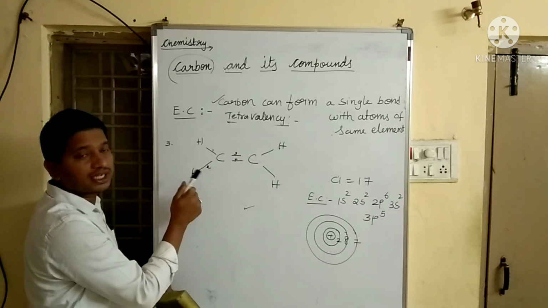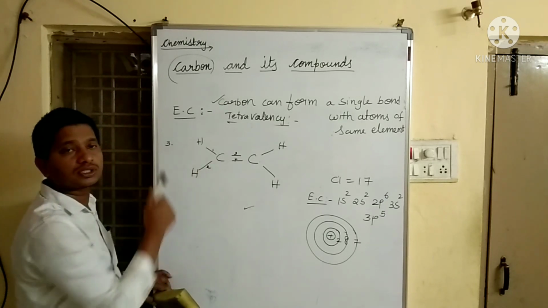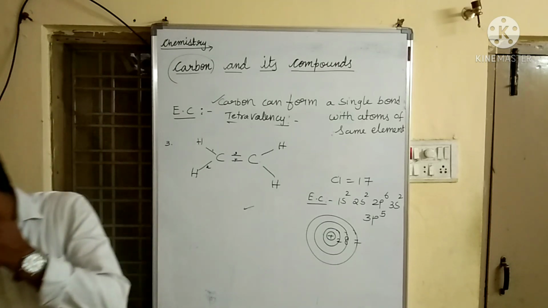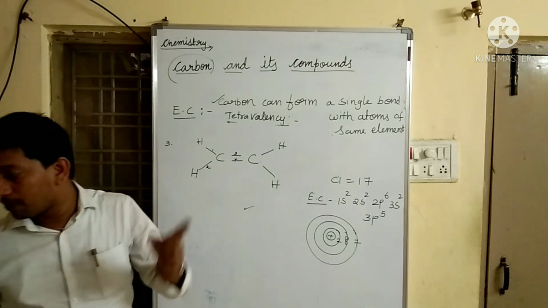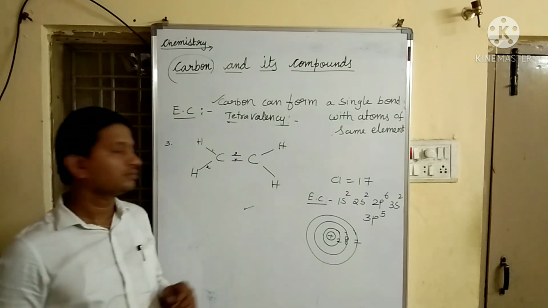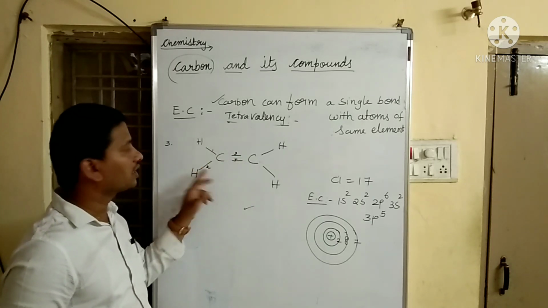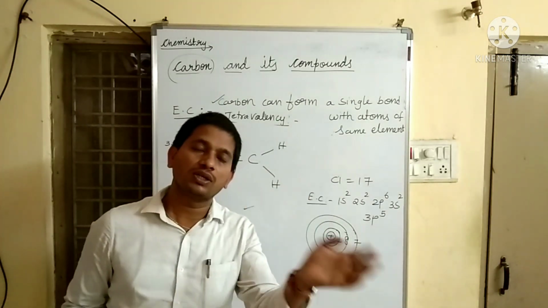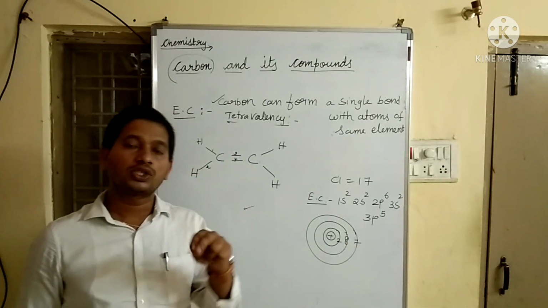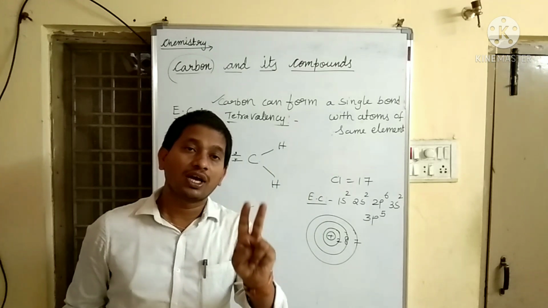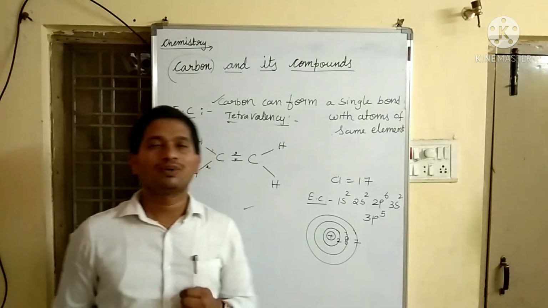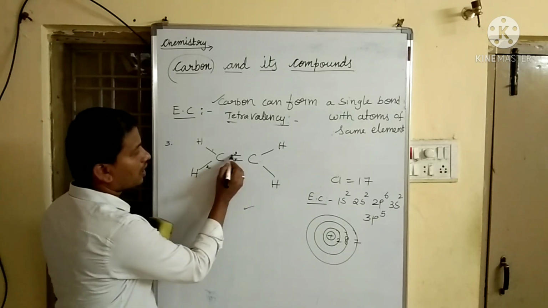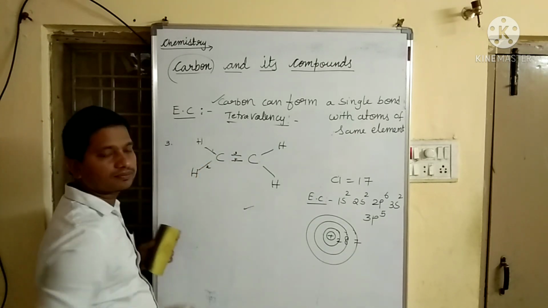Carbon has to satisfy its tetravalency by sharing electrons. I mean carbon may also form 1 double bond and 2 single bonds. Carbon may form 4 single covalent bonds, and it can also form 1 double bond and 2 single bonds. Here, see, this is 1 double bond, 2 single bonds.